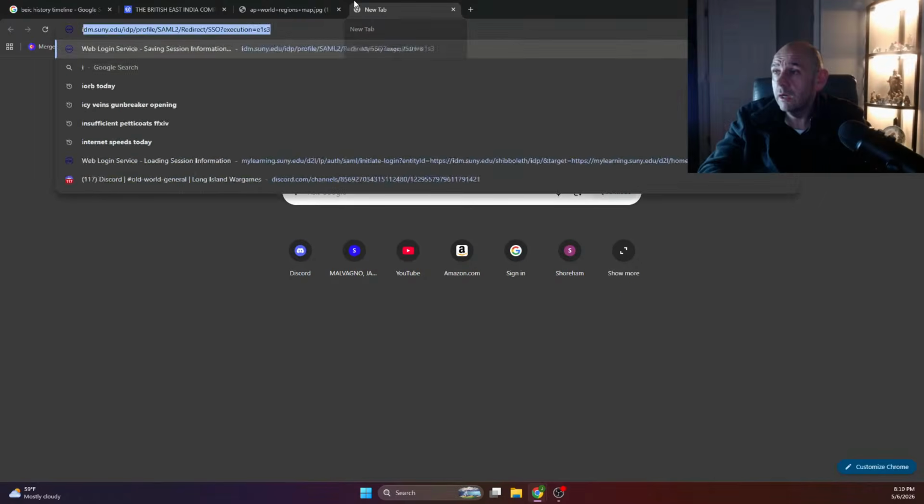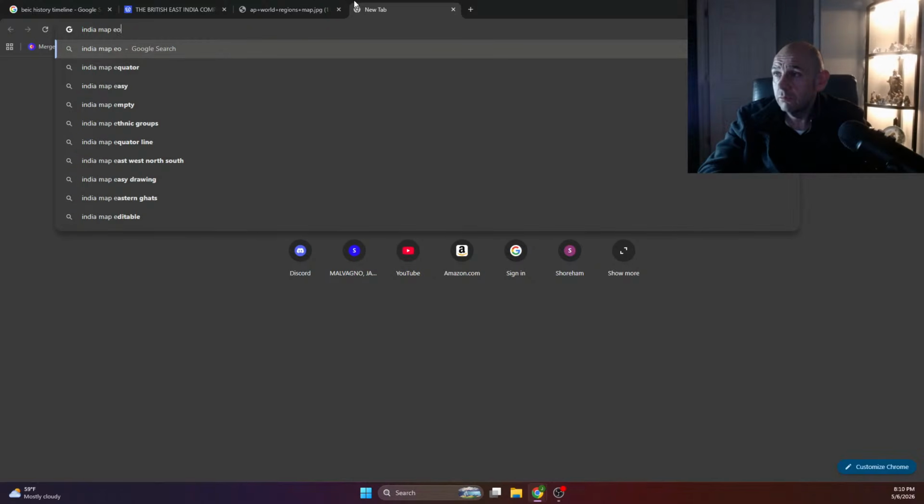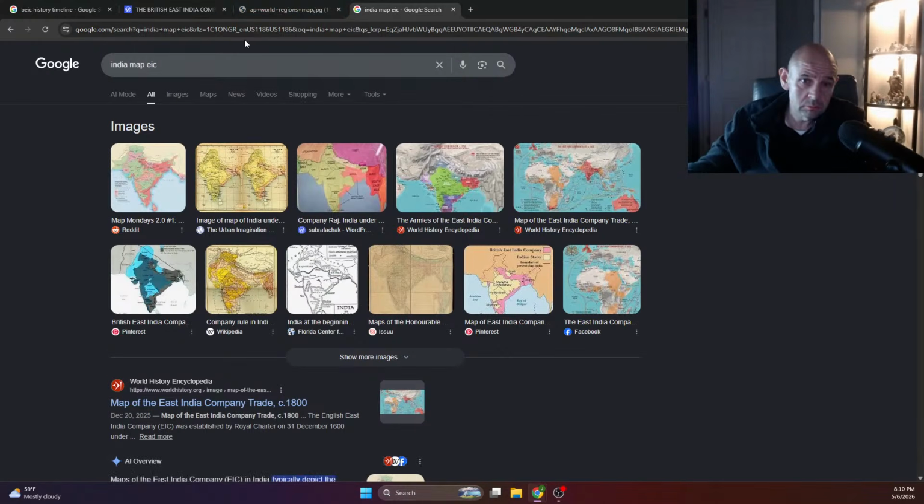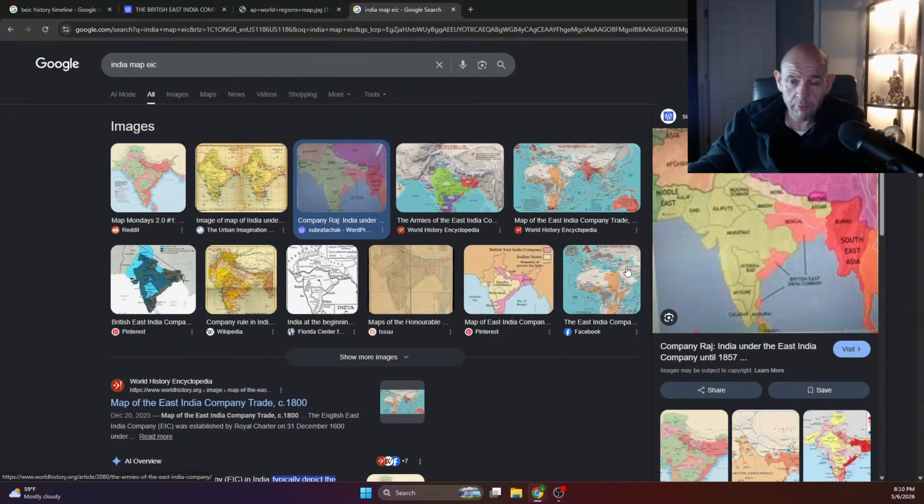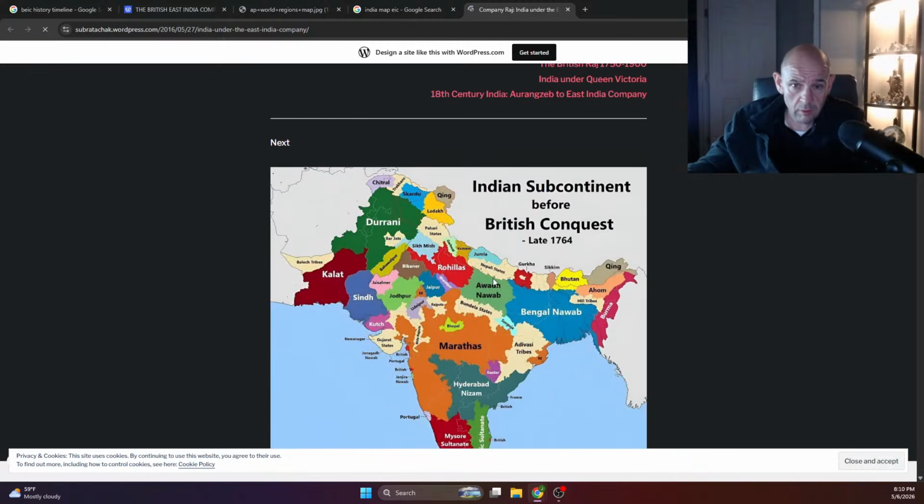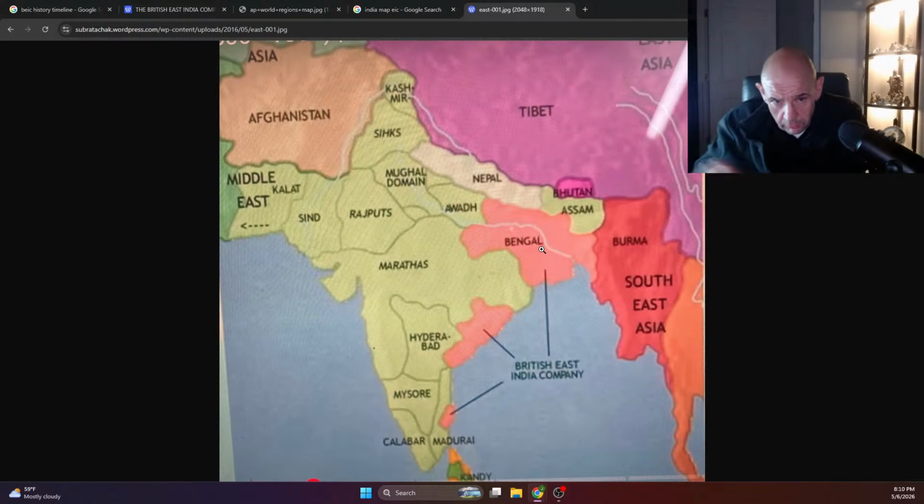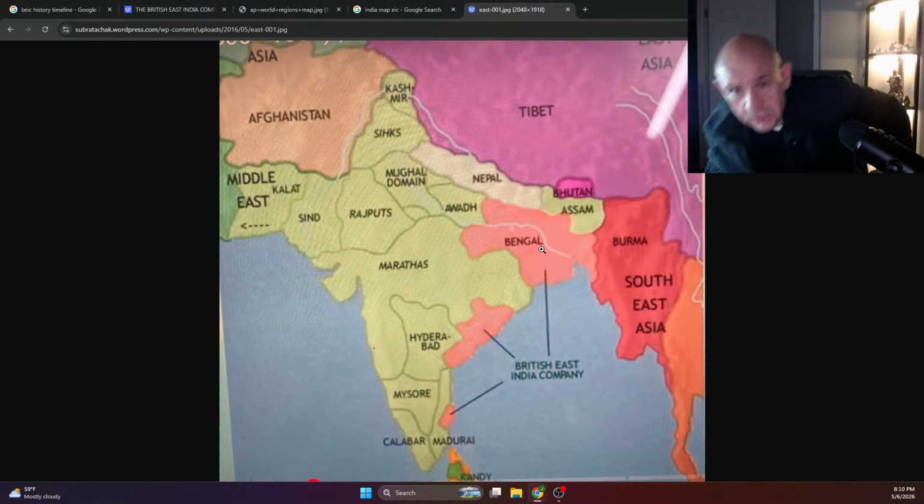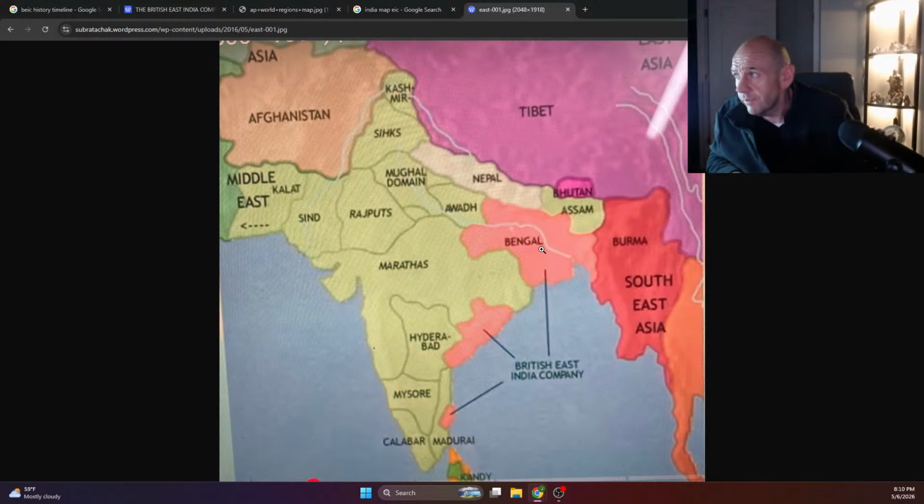So if we go India map, East India, EIC, here we go. Yeah, that's a good one. We like that map right there. That's a great one. All right, no. Yeah, this older map. So see Bengal right over here? That's the area where the British East India Company sets up shop originally. That's where they kind of are in full control of the territory.